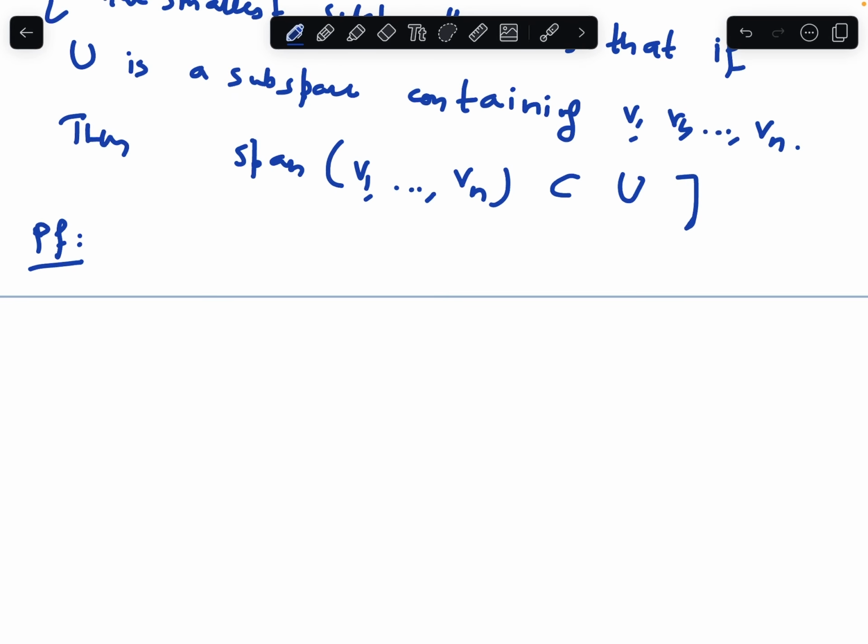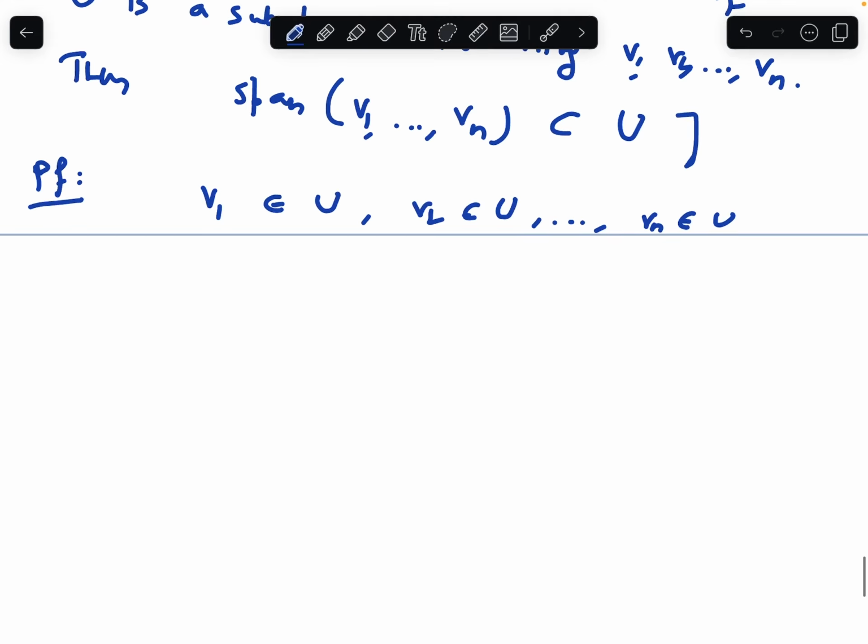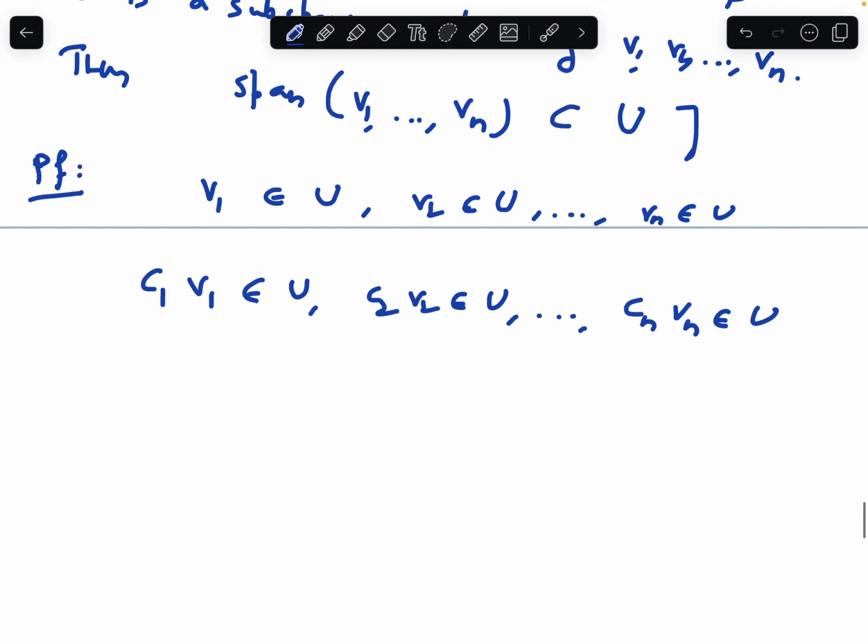So suppose U is a subspace which contains V1, V2, V3, Vn, right? So V1 is inside U, V2 is inside U, and Vn is inside U, right? Since U is a subspace, C1 V1 is inside U, C2 V2 is inside U, Cn Vn is inside U. These C1, C2, C3, Cn are scalars.